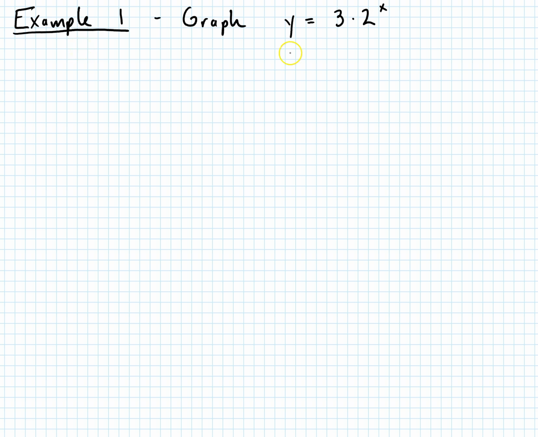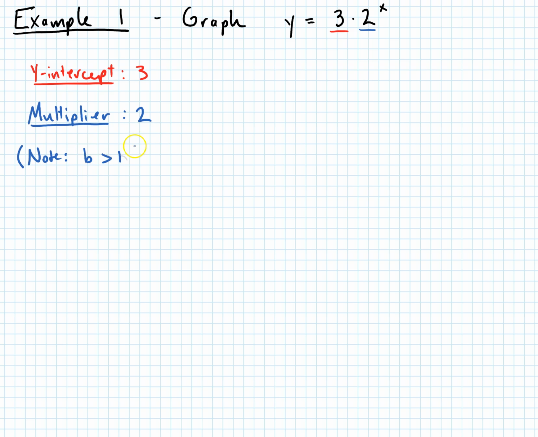Example number 1. Graph y equals 3 times 2 raised to the power x. So the first thing we note here is this number in front, 3, is our y-intercept. And the second number, the base, the number that's raised to the power x, is our multiplier, which is 2. And we'll note here that b is greater than 1. The multiplier is greater than 1, right? It's 2. So the function will be increasing.